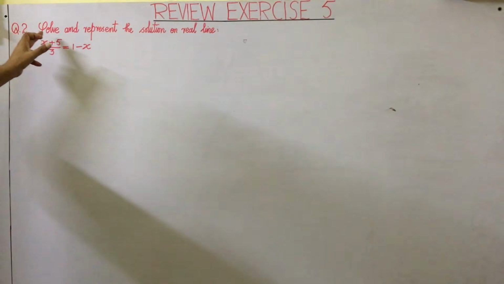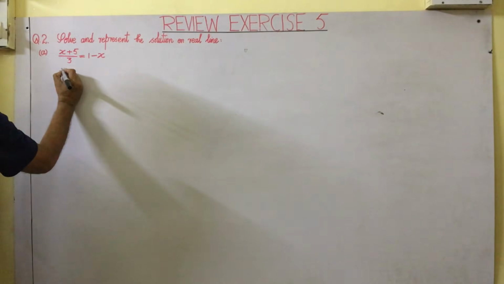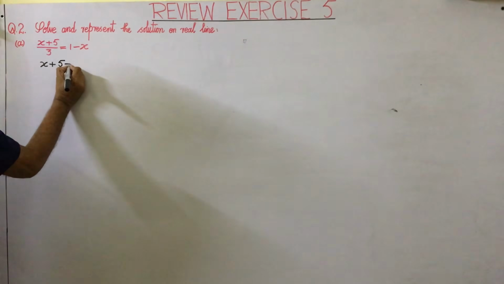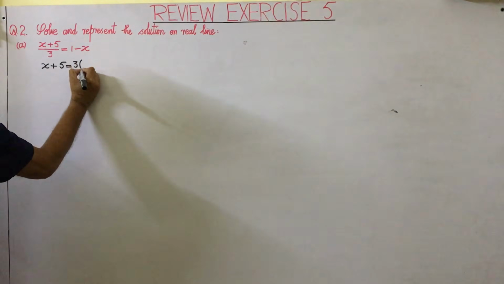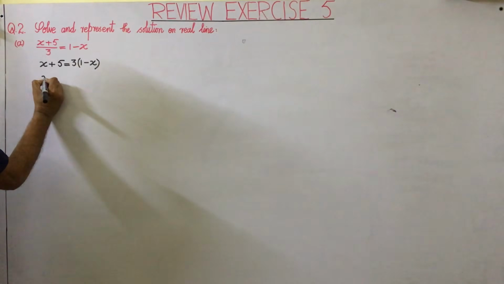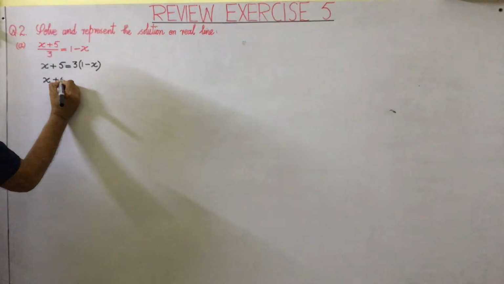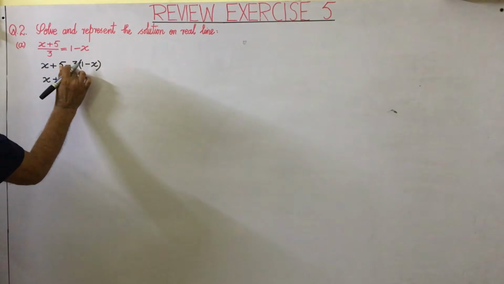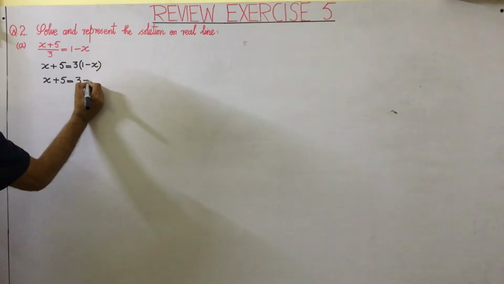Question 2. Solve and represent the solution on real line. Given equation is (x plus 5) over 3 equals 1 minus x. By cross multiplying, x plus 5 equals 3 times (1 minus x). Opening the bracket, 3 ones are 3, 3 into minus x is minus 3x.